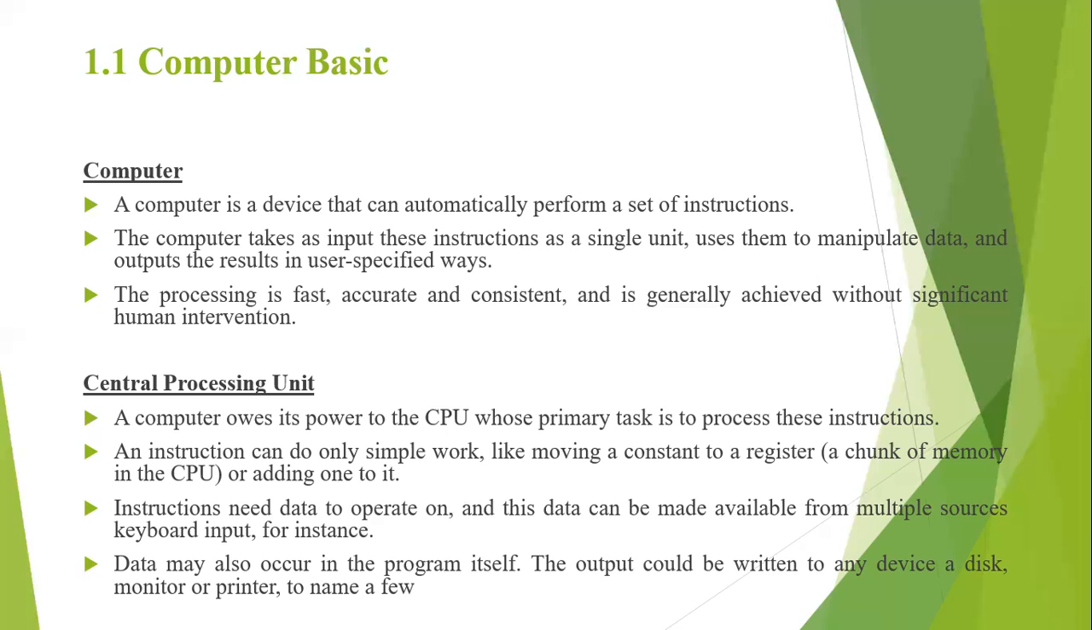But for now, a computer is an electronic device that performs a set of instructions. The computer takes the instructions as input, uses them to manipulate the data and outputs the results in user-friendly ways. Processing is very fast. A computer includes a CPU that is capable of doing calculations faster than us, definitely. Instructions need data to operate on, and this data can be made available from multiple sources.